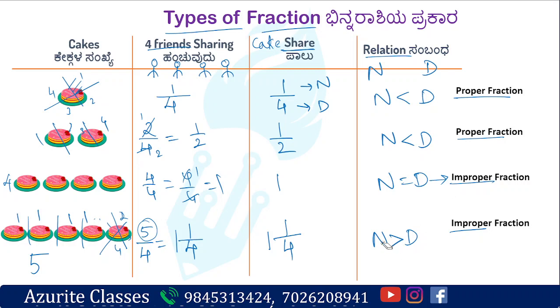Okay. So equal means it will be improper. And if the numerator is greater, 5 is bigger than 4, right? Greater than 4. So this also is an improper fraction. So this is how we differentiate them.